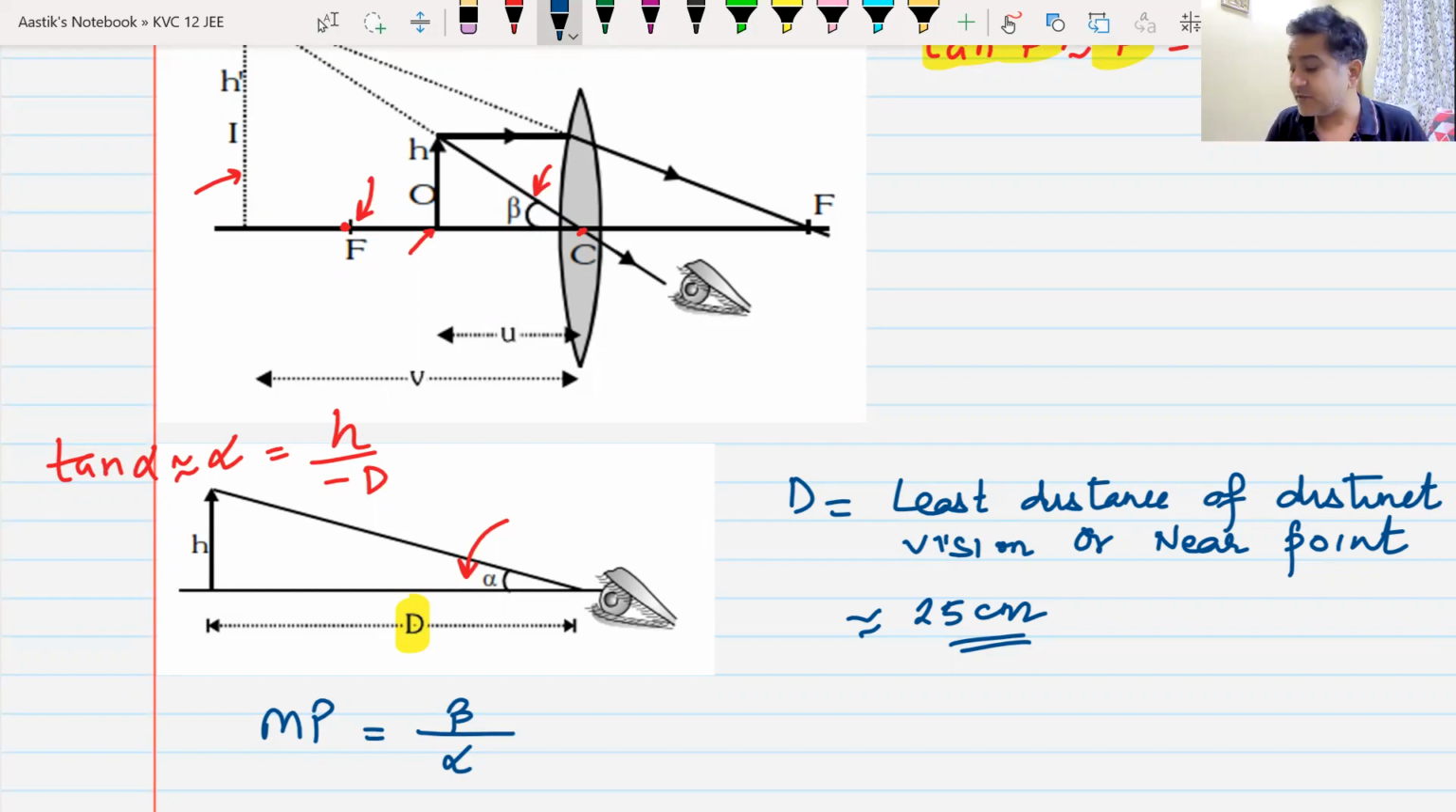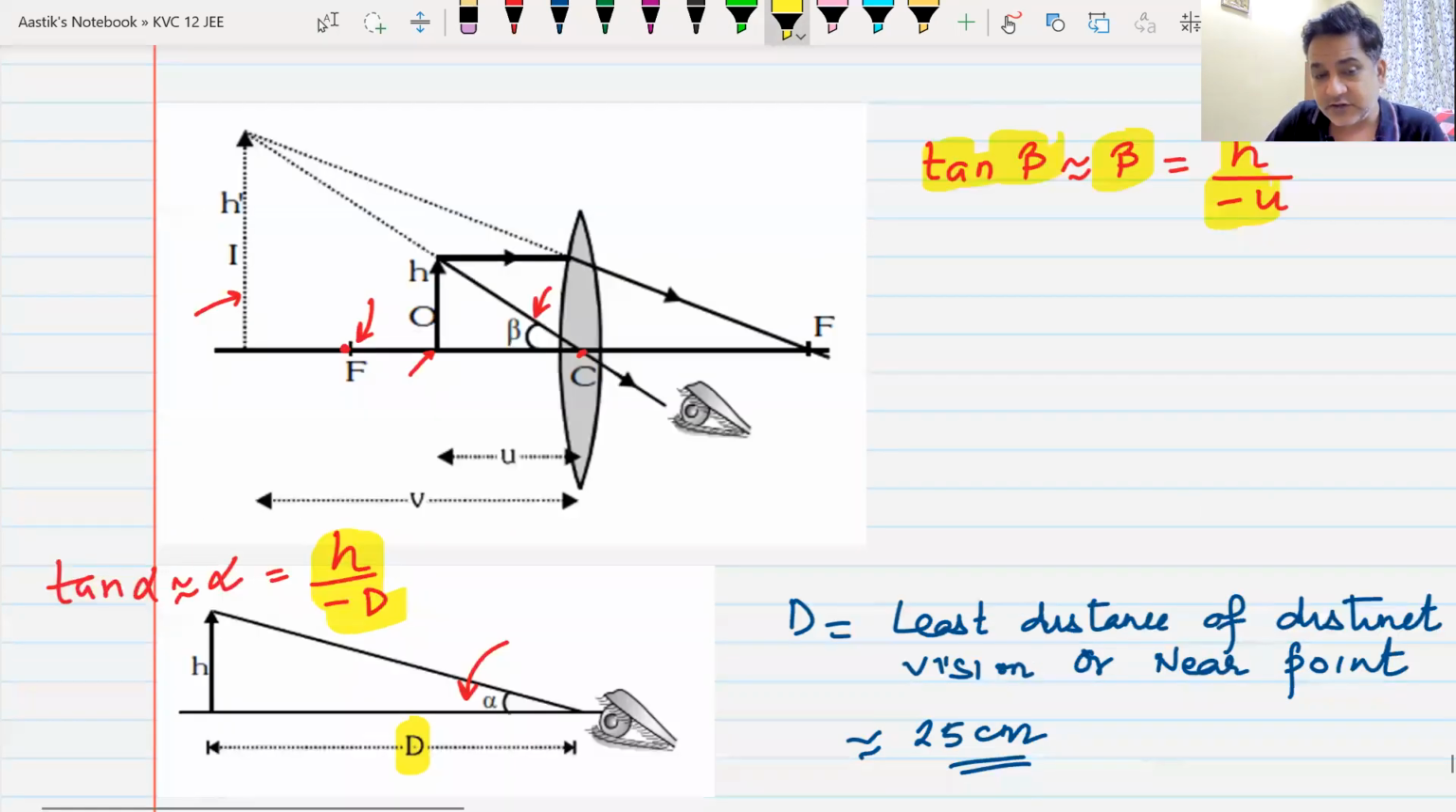Beta by alpha. Now, if I just put the value of beta by alpha, which I would like you to do, what would I get? I've already given you the value of tan of beta, and I've already given you the value of tan of alpha. Both are on the screens now. Can you tell me what will be the magnifying power of this simple microscope that we have made? Beta divided by alpha, how much will it come? How much does it come?